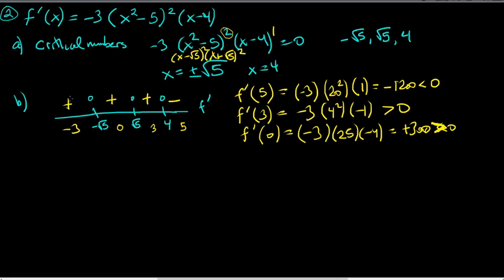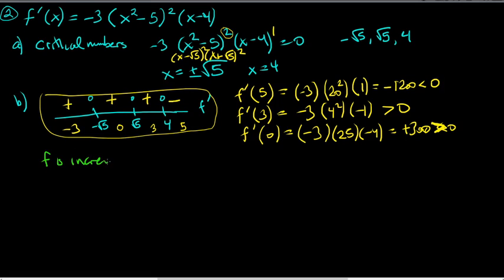So once you have the sign chart, and I already asked a lot of questions on the test, I didn't want to ask where the function is increasing and where it's decreasing. But based on this, you can say that f is increasing on the interval from negative infinity to 4. And then it's going to be decreasing from 4 to infinity.